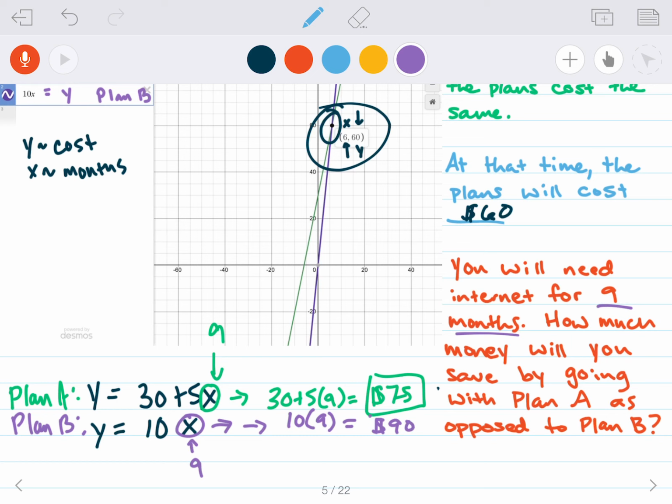So it's obviously more expensive to go with plan B versus plan A if we're getting internet for 9 months, but how much more expensive? Well, we want to see what the difference is.